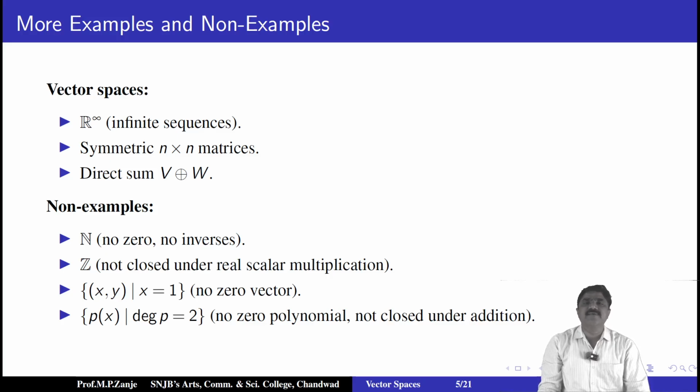Z is not closed under real scalar multiplication. The set of ordered pairs (x, y) such that x equals 1 has no zero vector, so that is also not a vector space. Second degree polynomials: no zero polynomial is there, so that is not a vector space, and it is not closed under addition.